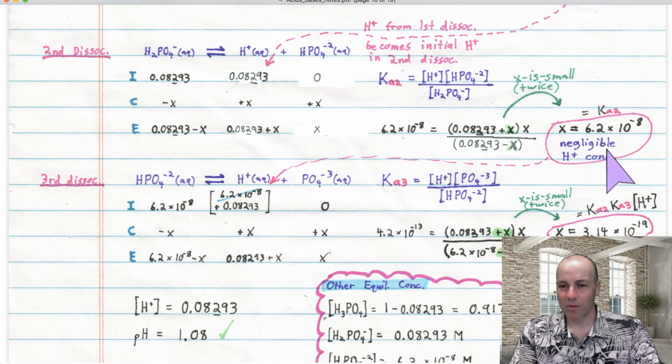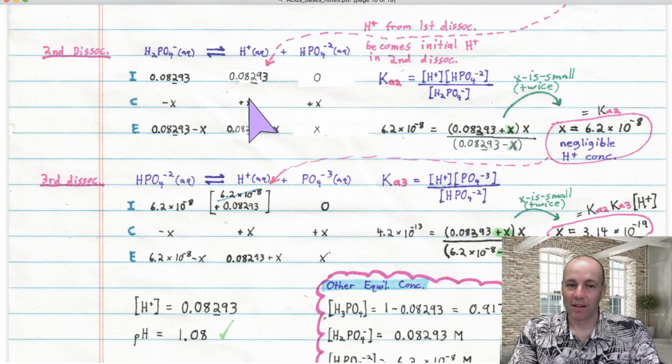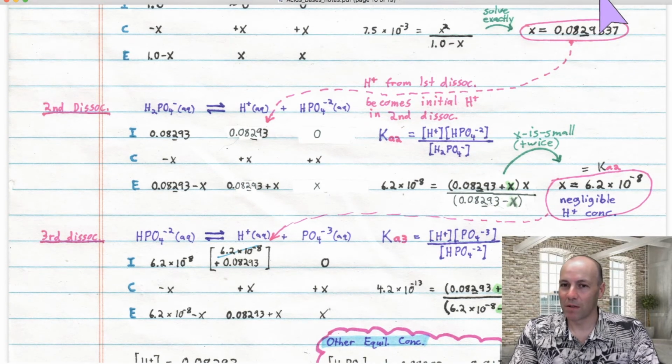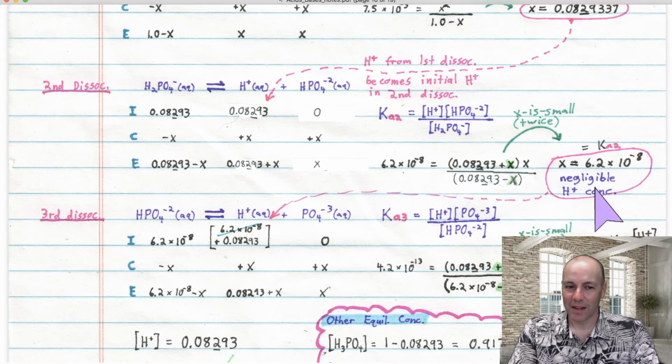Now that's a negligible amount of proton that's generated in the second dissociation. So this is what's generated in the first dissociation. That's like 10 to the minus 2, and this is 10 to the minus 8. It's nothing. So you can neglect it if you're just looking for the pH. But let's go ahead and go through the third dissociation.